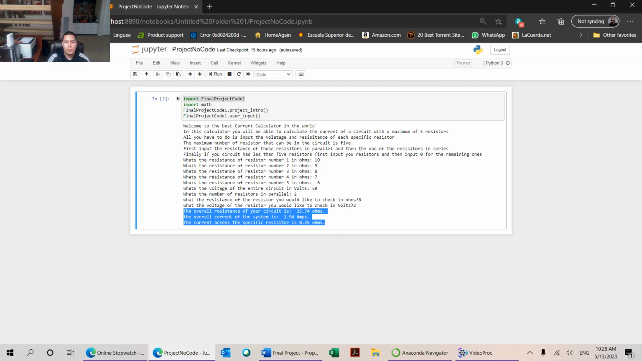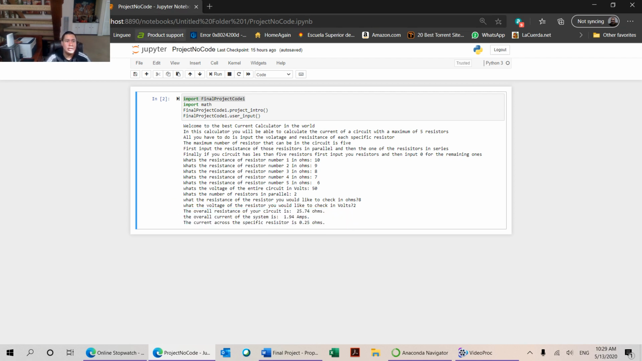Okay, so I have included the output statement, the actual answer, and then the units. Then the overall current of the system is going to be 1.94 amps. And then here, the current across the specific resistor is 0.25 ohms. If you can see, everything has been typeset to only 2 decimal places, and it's going to be rounding, so you don't get weird answers. It's going to be maybe a little bit weird if it's like 0.5, 0.6, but for the most part, it's going to be super correct.